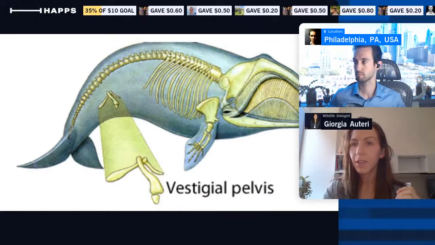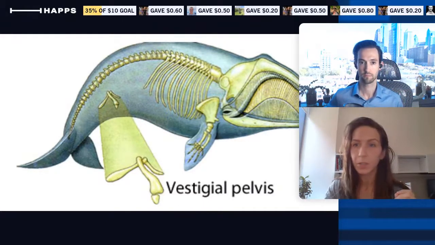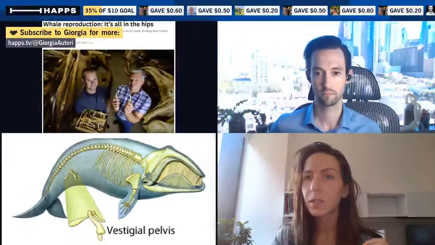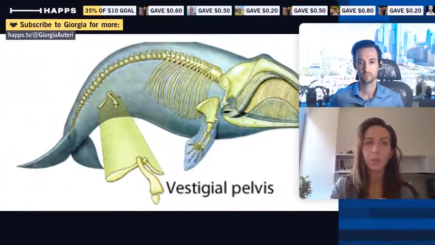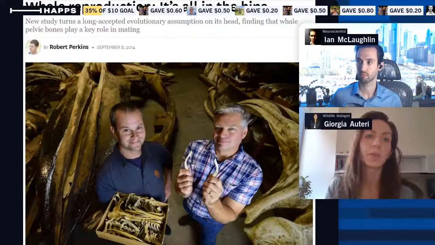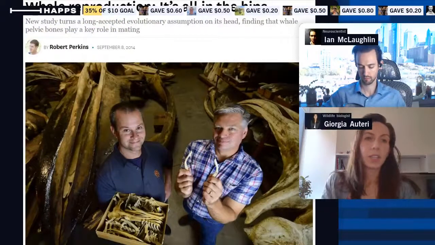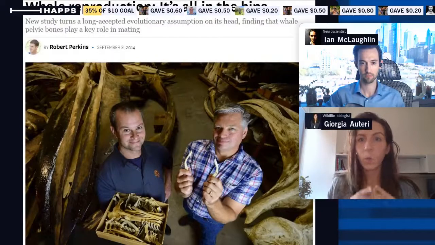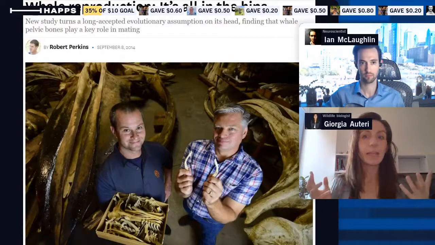But what they found is actually the pelvis bone is repurposed, no longer not useful. So these researchers, along with some other folks, there was a study that came out recently where they found that this whale pelvis bone is actually useful. And what it's useful for is in mating.